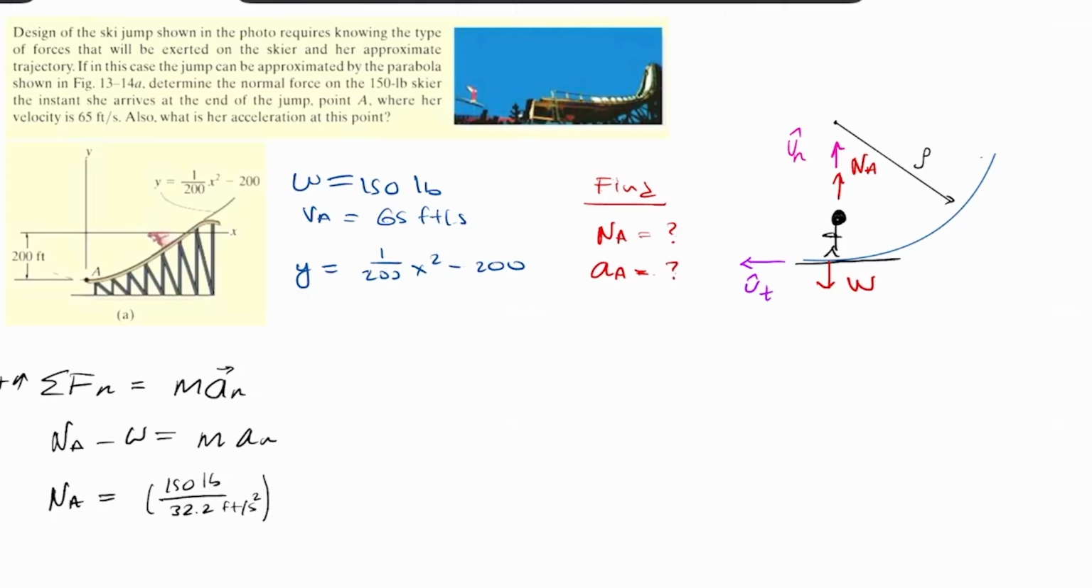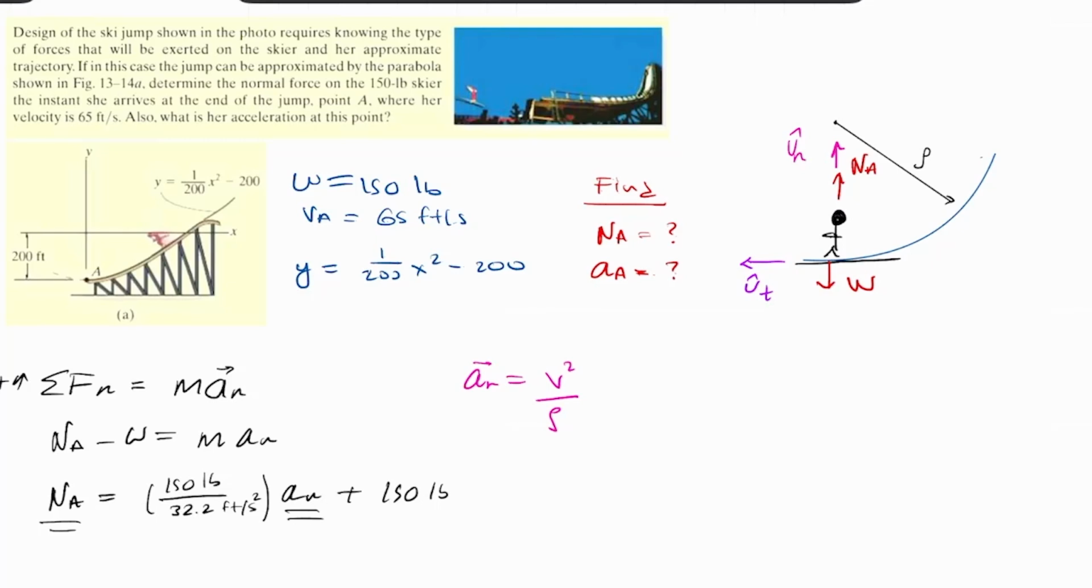We'll keep it as a_n for now, and this will be plus the weight, which is 150 pounds. So we need to figure out the normal acceleration so that we can find the normal force at A right here. All right, so we know once again at A, the normal acceleration is equal to v squared over rho.